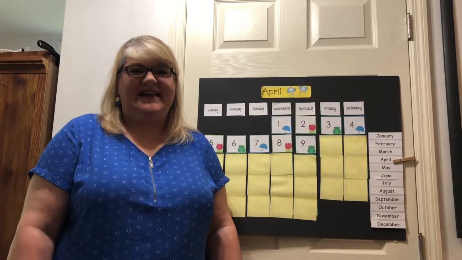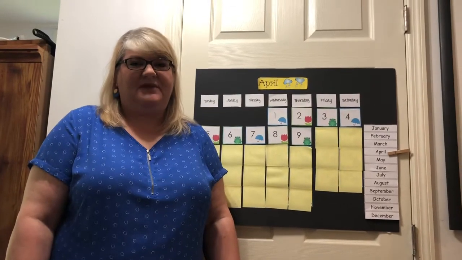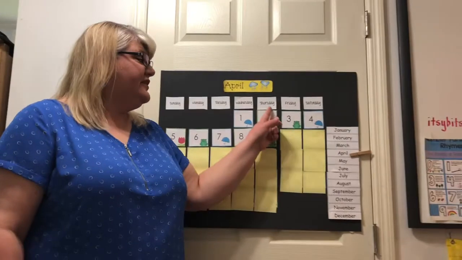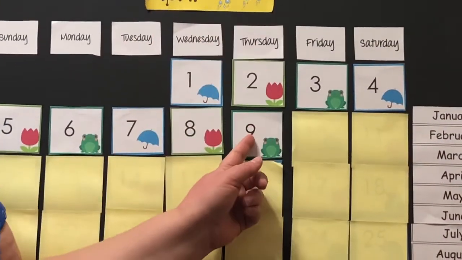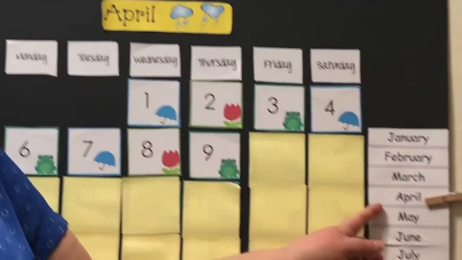It's Miss Lassie, and today we're going to start learning about the letter S and review our number 13. But let's begin with our calendar today. Today is Thursday, April the 9th. The month we are in is April. It's the fourth month of the year.